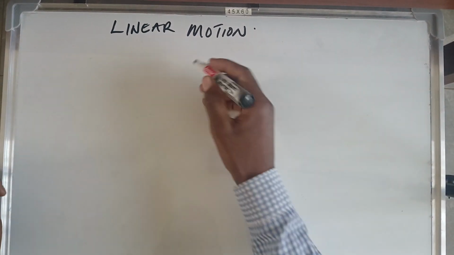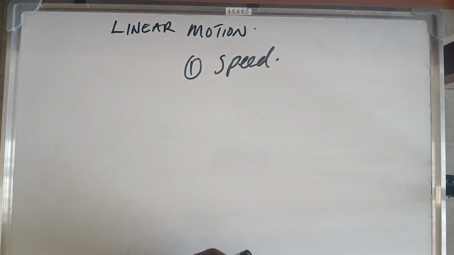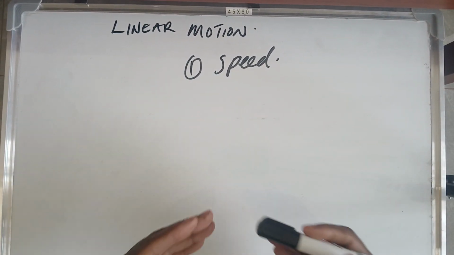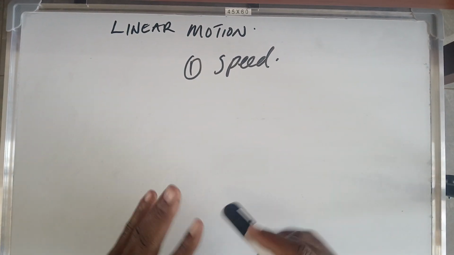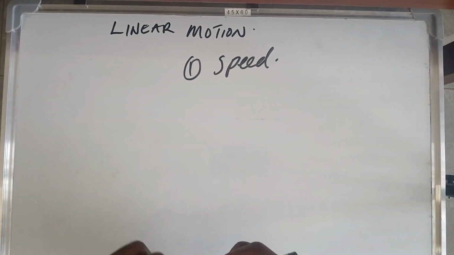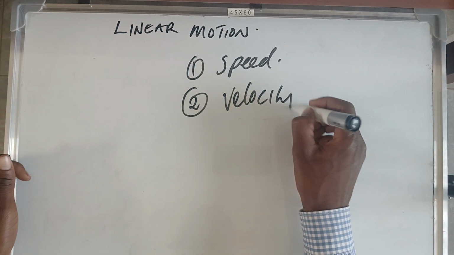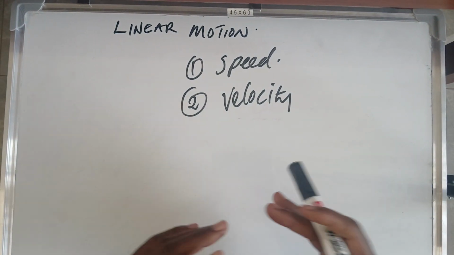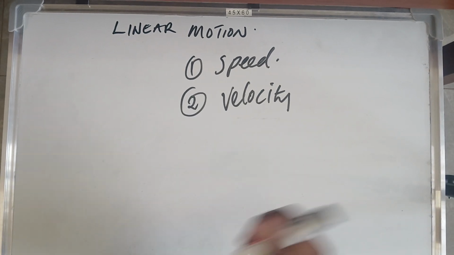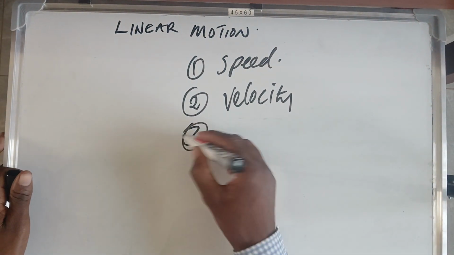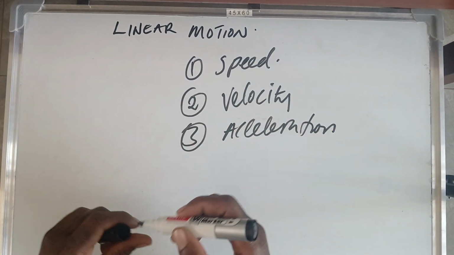So number one, we talked about speed, which we said is the rate of change of displacement with time. Now, this has got no respect to direction because speed is a scalar quantity. Number two, we talked about velocity. We are saying velocity is the rate of change of displacement with time in a particular direction. It's a vector quantity.